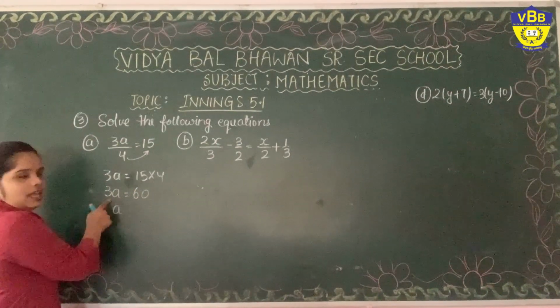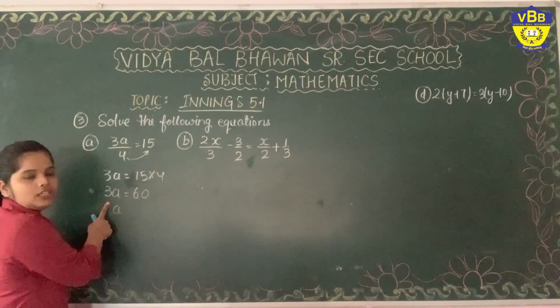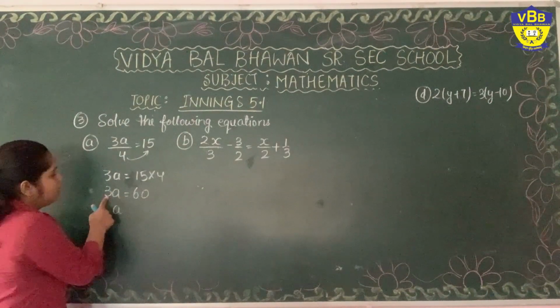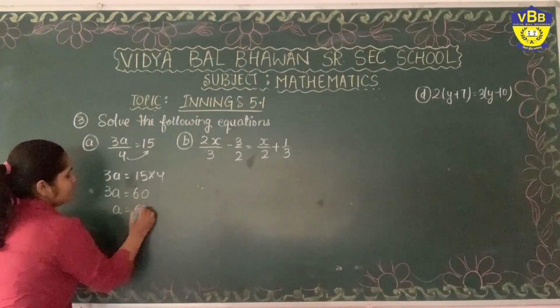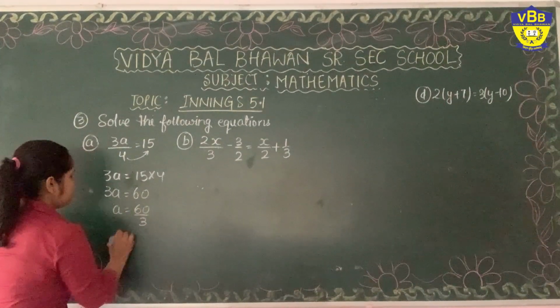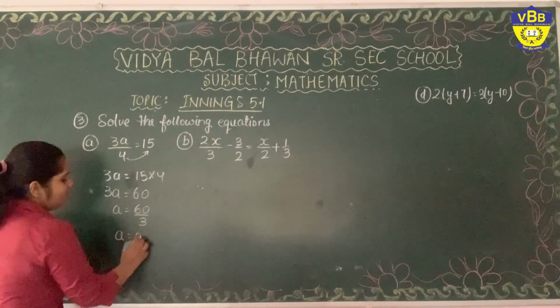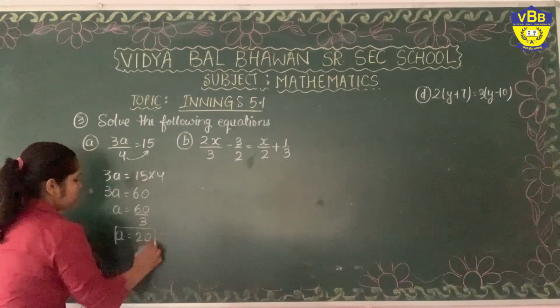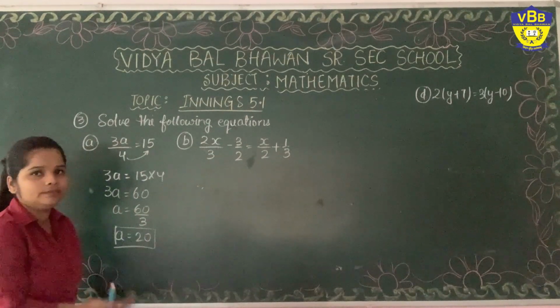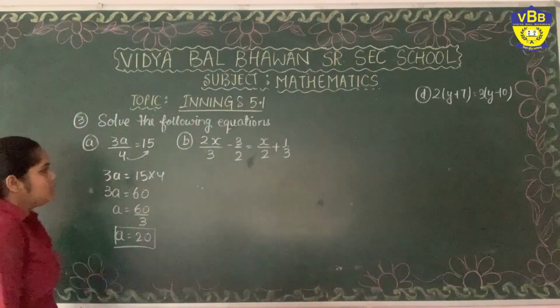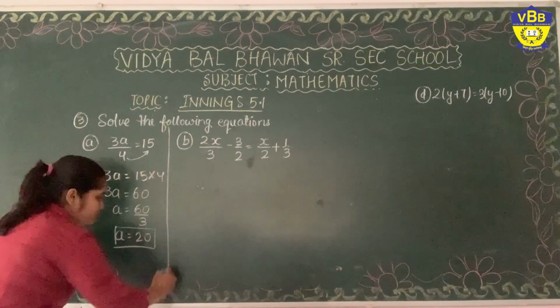Now with this a we have another number 3 which is in multiplication. When it shifts sides, it will become division. 60 divided by 3, when you divide it, you will get the answer. The answer is 20. This was very simple. Okay, so let's move to the next one.